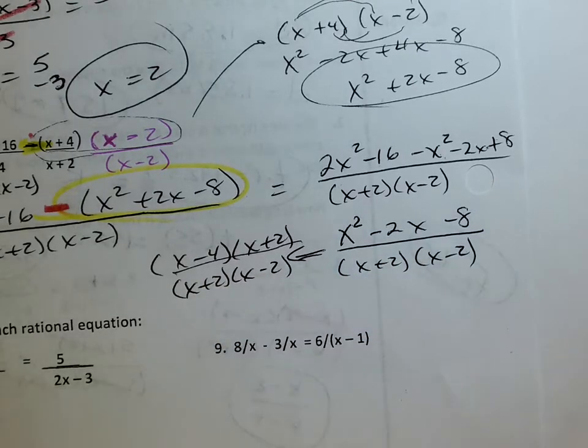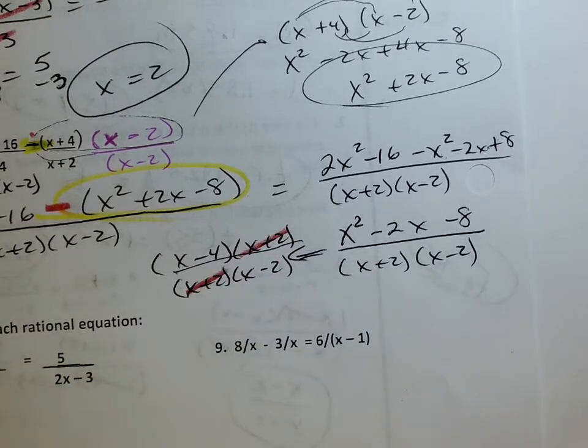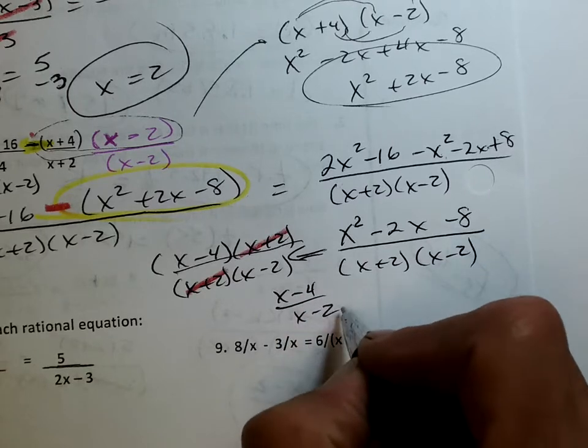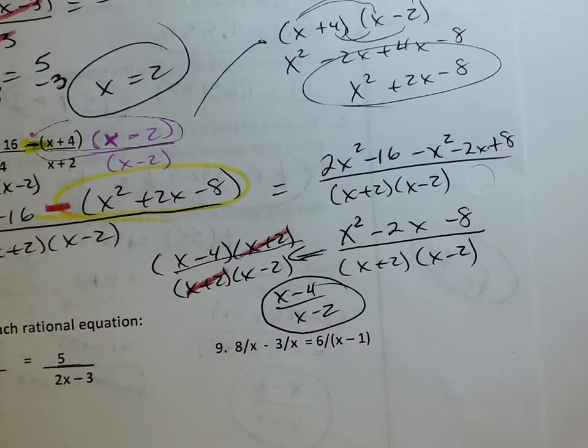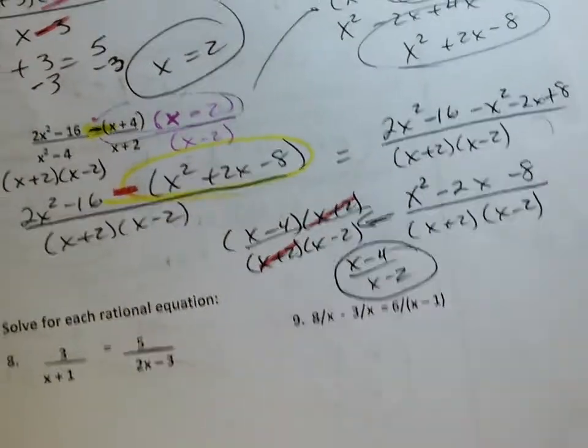Okay. All right, good. I get to cancel. x plus 2 cancels x plus 2. What am I left with? An x minus 4 over an x minus 2. Boom. No problem. Okay. Whew, that was a hard one, huh?